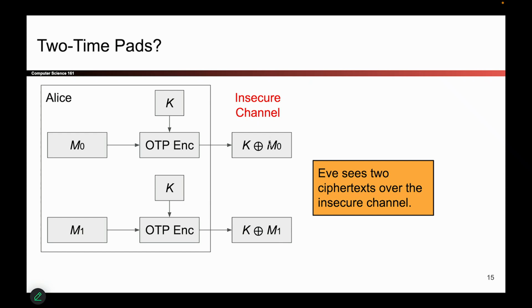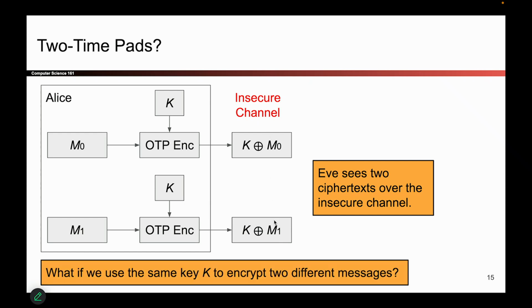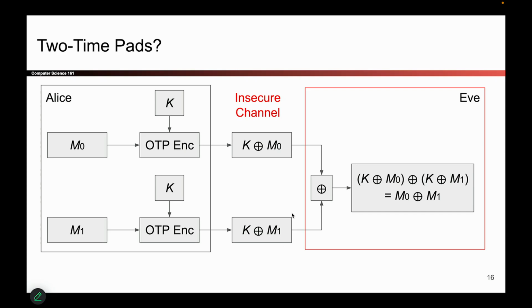Eve has two pieces of information, and actually, if she has this piece of information and also this one, she can actually learn something about M0 and M1. So what can she do? She could take this message and these bits and XOR them together. And if you do that, you get this value XOR this value. The K's cancel out, and Eve now knows M0 XOR M1. That's dangerous. This is something that Eve previously didn't know, but now she knows the XOR of the two messages.